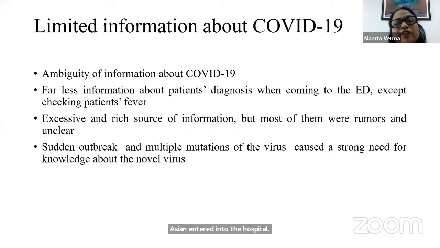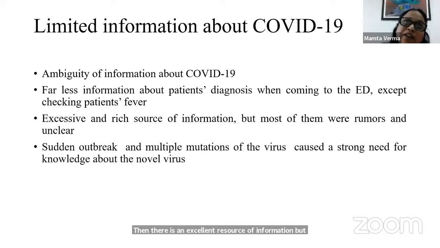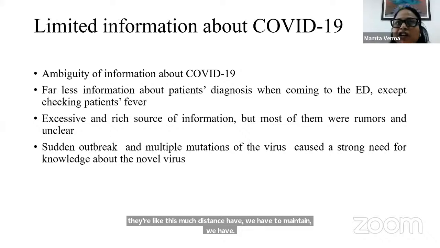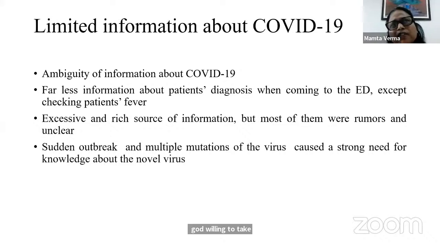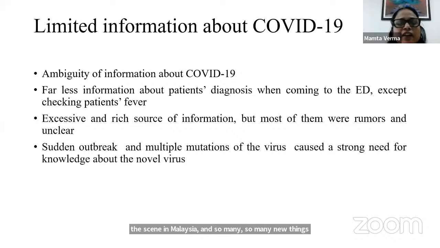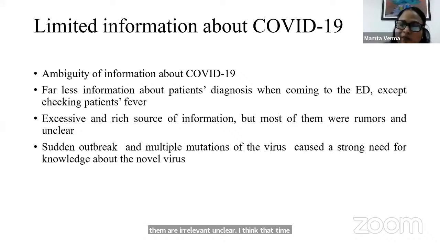Then there was an excessive and rich source of information, but most of it was rumors and unclear. I think everybody agrees with me. So much information was there, like maintain this much distance, do gargling, take steam inhalation, and so many new things. So nurses got confused, and most of it was irrelevant and unclear. I think at that time our email inbox and WhatsApp groups were flooded with so many things. So this helped us in one way, but it also confused us in another way.